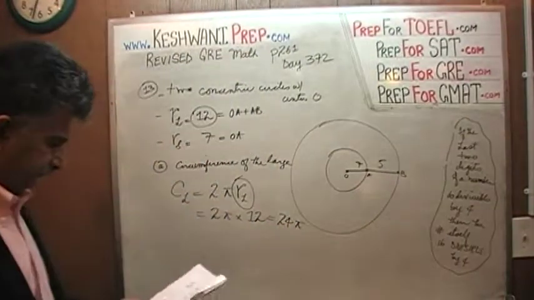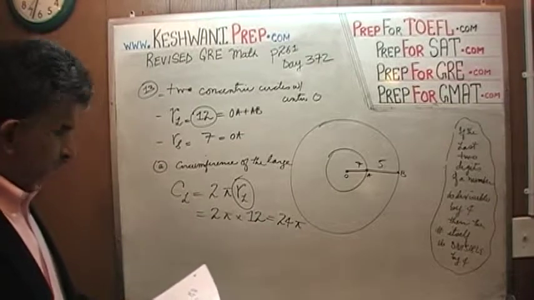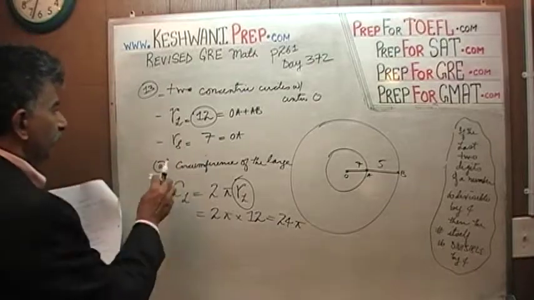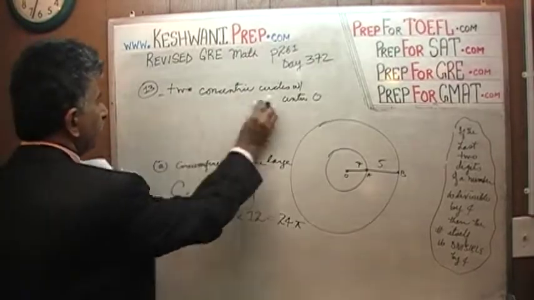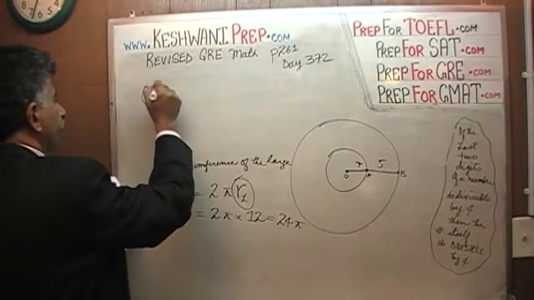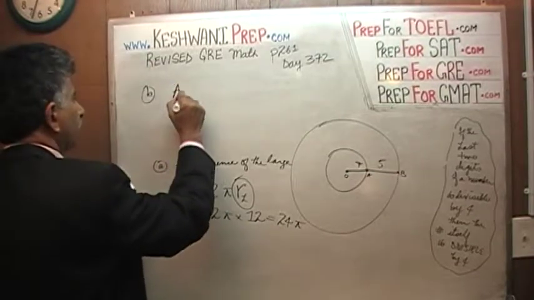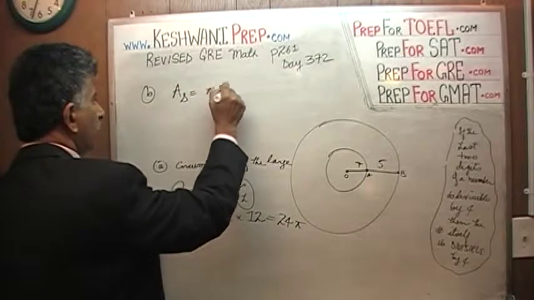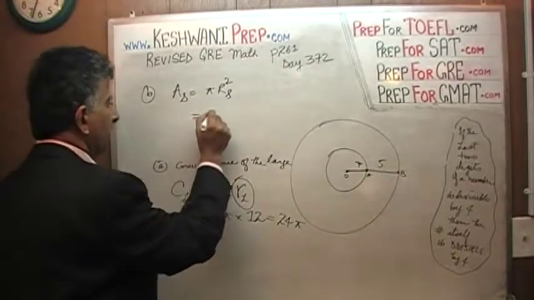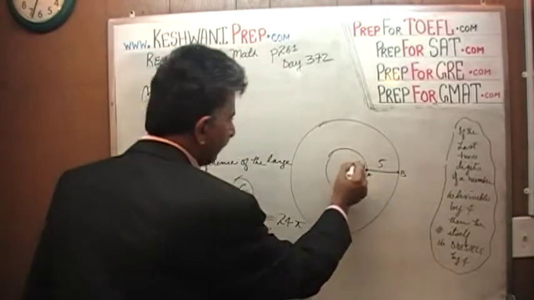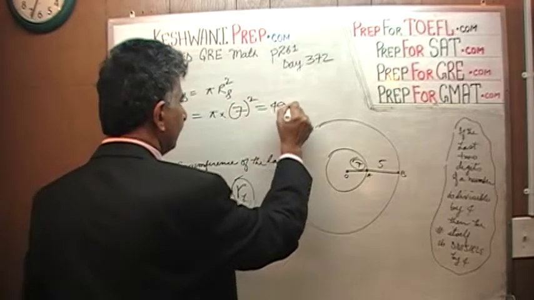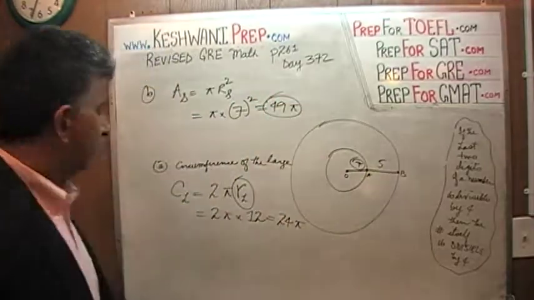24 pi. Part B. In part B, they're looking for the area of the small circle. Area of the small circle is going to be pi r squared, the radius of the small circle. Pi, and the radius of the small circle is 7. So it's 7 squared, which gives us 49 pi. So that was part B.